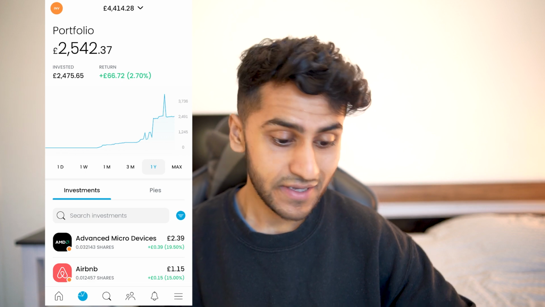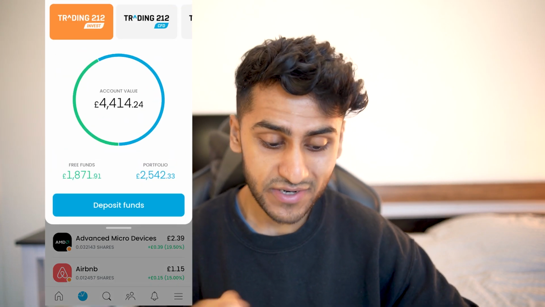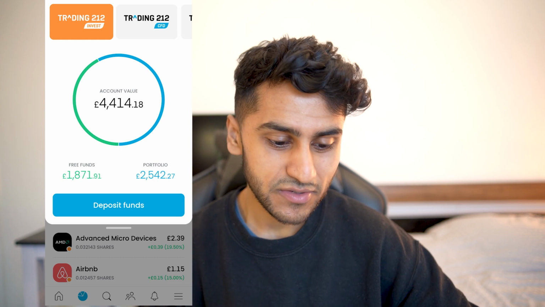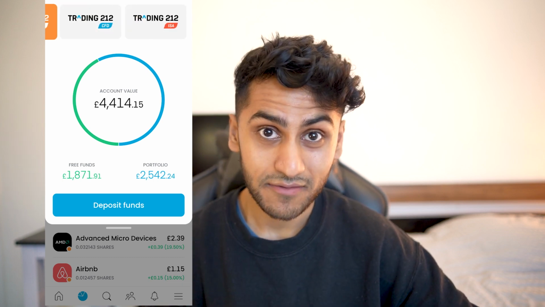So when I open my Trading 212 account, you can see that I have a portfolio of 2,543. However, if I press this arrow, you can see I have £1,871 in free funds. And this is what I want to move into my Trading 212 ISA account. So all I have to do is now press Trading 212 ISA, and I have to finish the process of actually setting up the ISA.